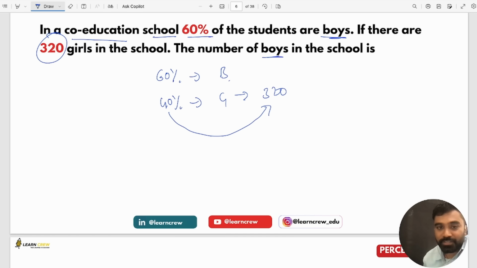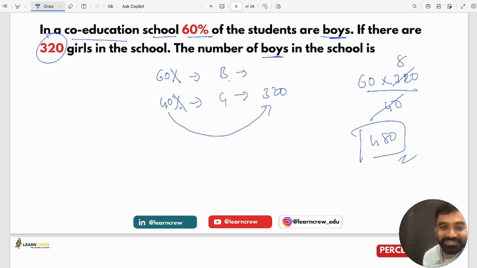Sir, I know to solve this. Sir, 40% is 320. How much is 60%, sir? That's all, sir. Cross multiply and find out, sir. Sir, percentage, percentage cancel, sir. Yes, absolutely right. 60 into 320 divided by 40. So what happens, sir? 4 will go 8 times. 6 into 8 becomes 480. That's all, sir. Done, sir. 6 8s are 48. 480 students. 480 boys are there. Right? 480 boys, 320 girls. This is the math over here.